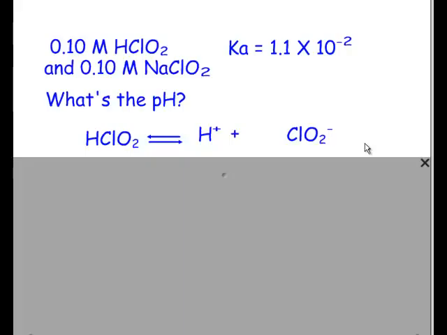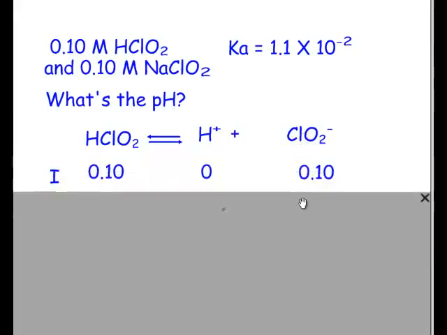Once again, Na plus, totally we can ignore it. Very, very, very weak. It's going to just sit there and be a spectator like Na plus always is. So, ClO2 minus is going to be in solution. There's going to be more of it. So look at my icebox. Initially, I have 0.10 molar of that, HClO2, but I also have 0.10 molar of ClO2 minus coming from the NaClO2. That's what makes this different.